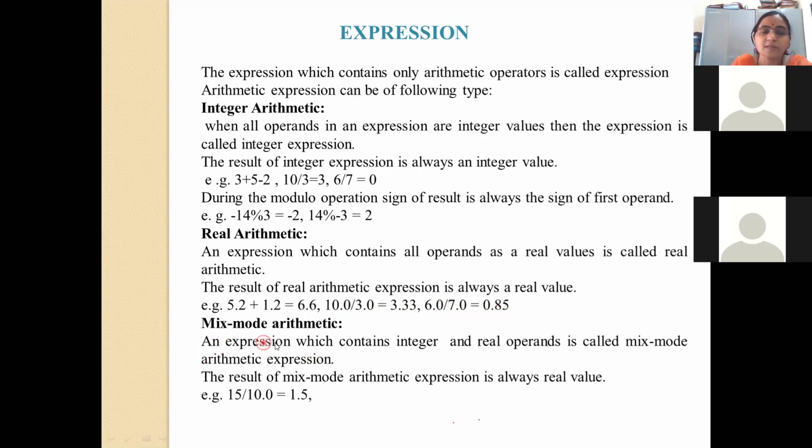And the third category is mixed mode arithmetic. What do you mean by mixed mode? Mixed mode means it is the combination of integer and real expressions. See, the result of a mixed mode arithmetic expression is always the real value. Though some values in this expression are integer and some values are real, your result will always be the real value. And see the expression 15 divided by 10.0. What is 15? It is an integer value, and 10.0 is a real value. And you will get the answer 1.5. Okay, means the real value.